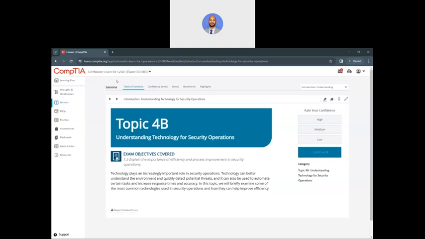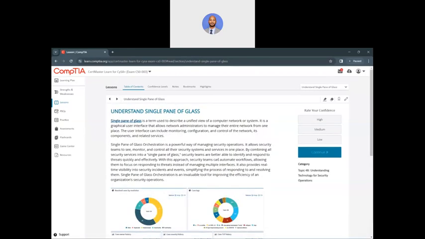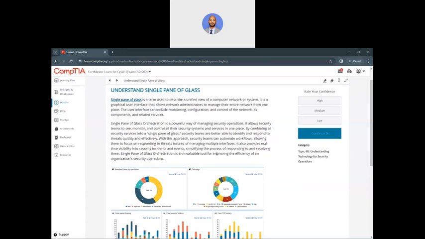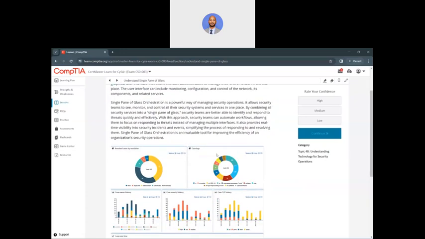That was 4 Alpha, so now 4 Bravo. We're going to understand technology for security operations. So this is what I meant by the single pane of glass. Essentially, in the field, a lot of people call these dashboards. This is what allows you to see everything all at one time. Essentially, the screen that you're looking at now is what's going to be on your monitor when you're sitting in a SOC.